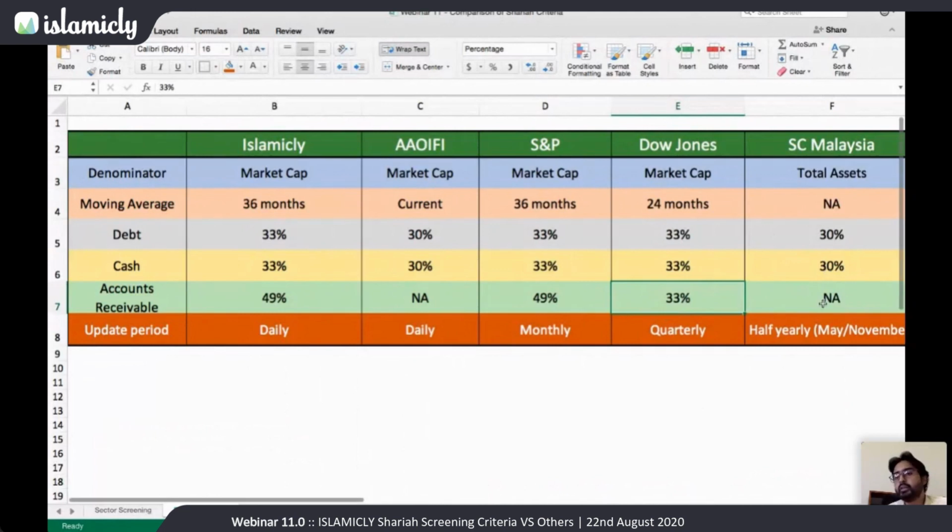All right. SC Malaysia does not have an accounts receivables ratio. Okay. So before I move on to the last point, let me recap this.